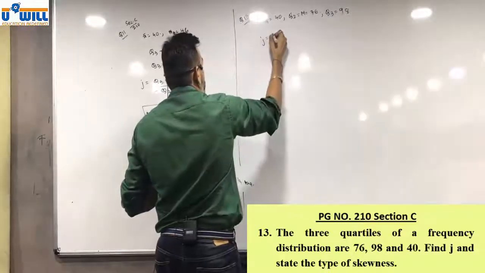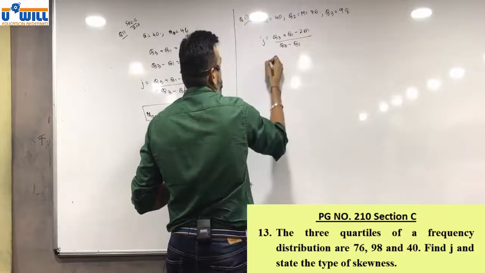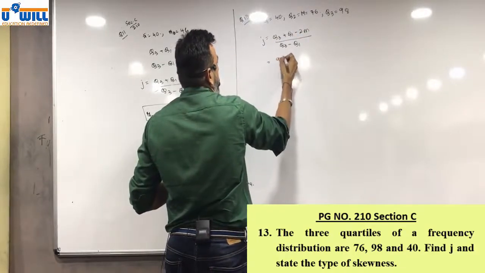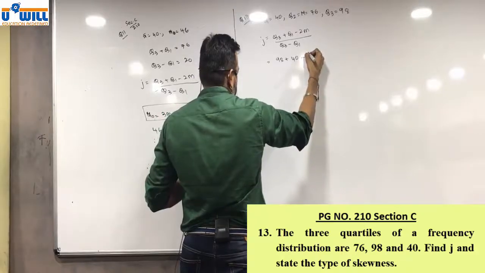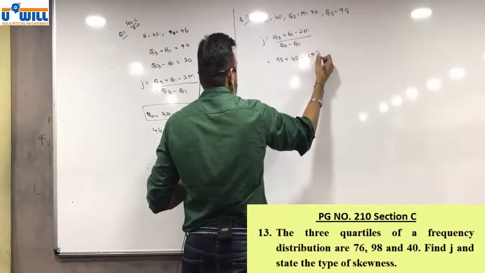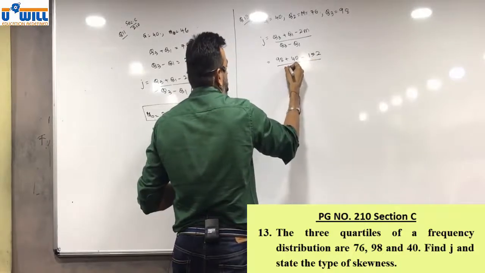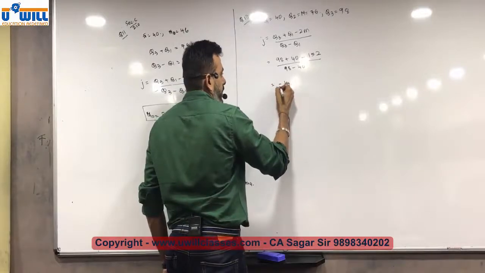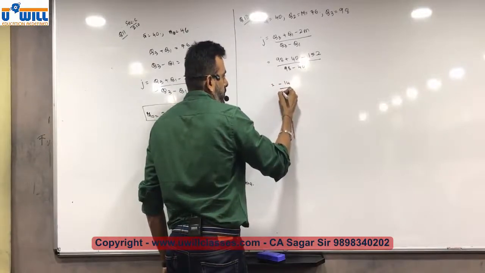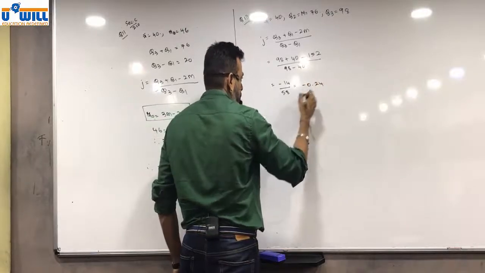98. J is equal to Q3 plus Q1 minus 2 Q2, which is 98 plus 40 minus 152, upon 98 minus 40, which is equal to minus 14 upon 58, which is minus 0.24.